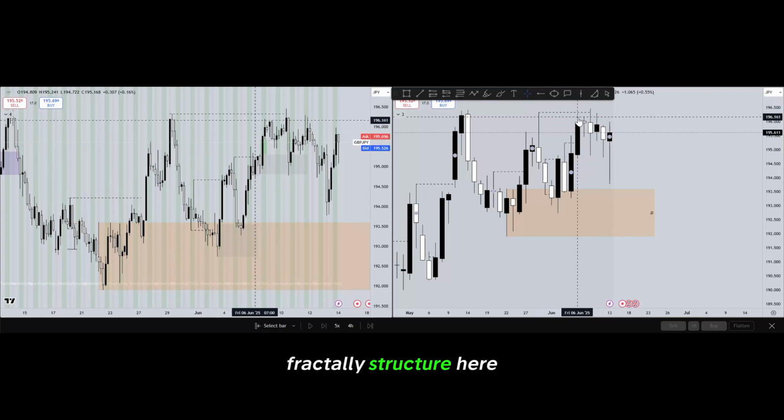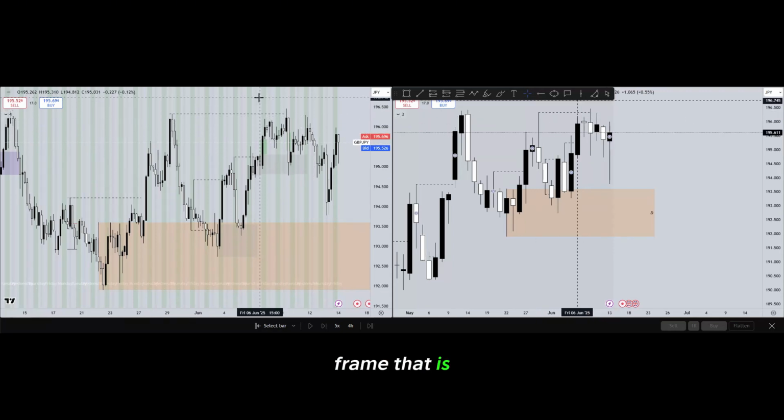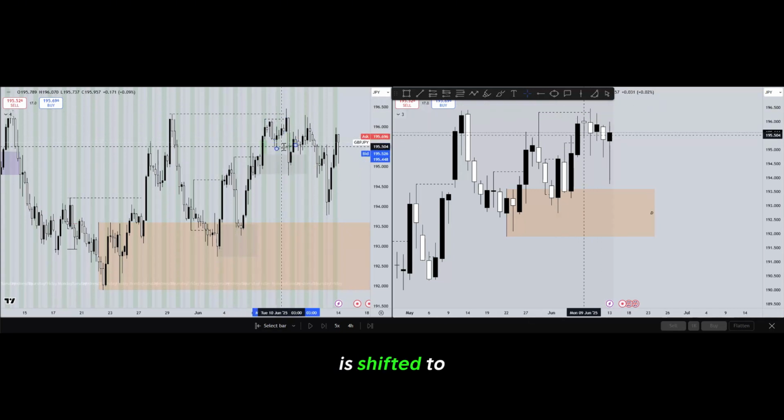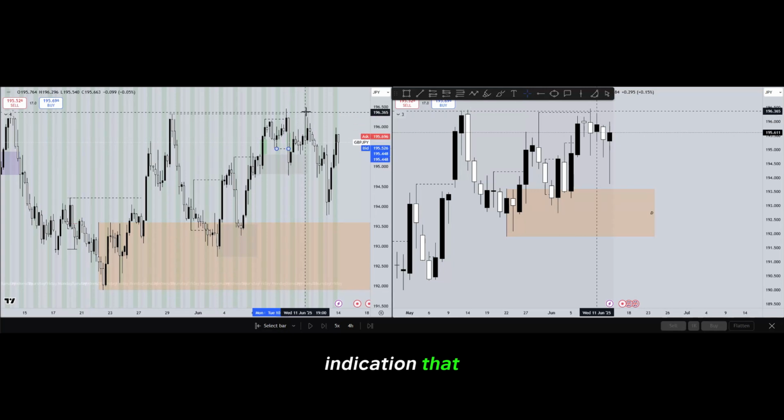It's a fractal structure here in lower time frame. That is an internal structure here. See how price fell to break over in daily, and then here in lower time frame it shifted to bearish, which is an indication that the sellers are in control of the market.